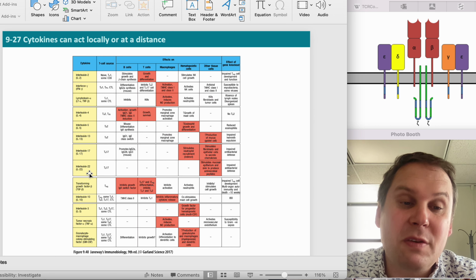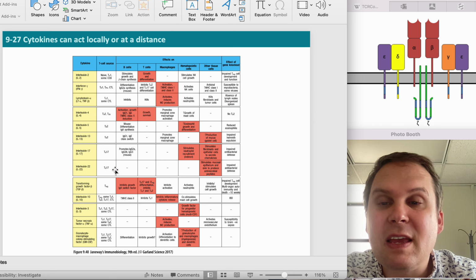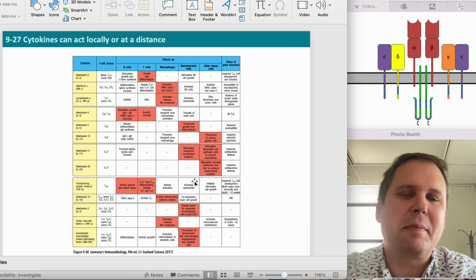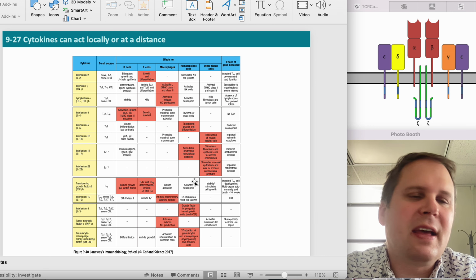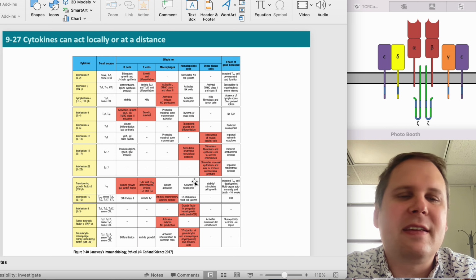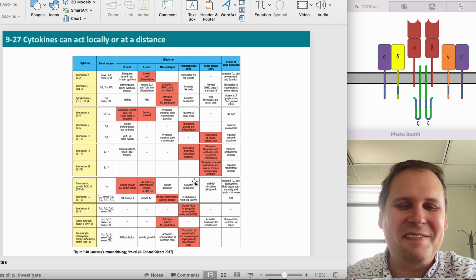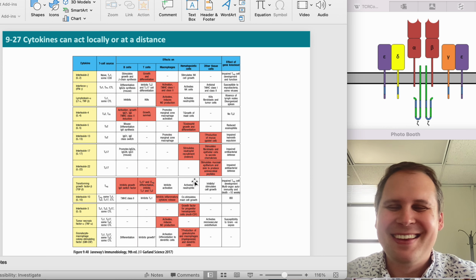And interleukin 22, which is also going to be made by those Th17 cells, is going to be a stimulation to make some of those antimicrobial peptides. Think like defensins, think like cathelicidins, stuff like that. Stuff from way back at the beginning of immunology. Do you remember those days? So long ago.